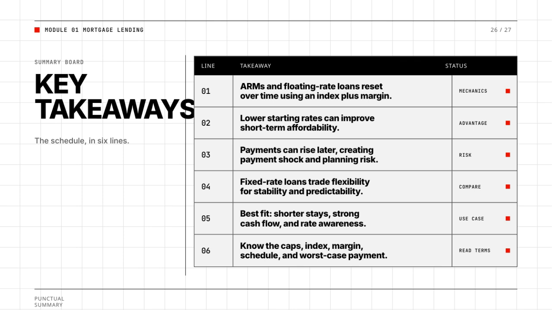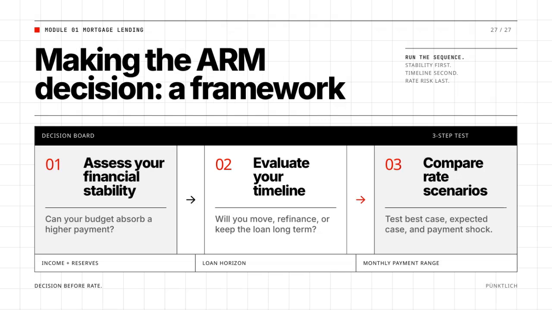When making a decision about an adjustable rate mortgage, or ARM, it's essential to follow a clear framework to ensure the choice aligns with your financial situation and goals. The first step is to run the sequence prioritizing stability first. This means assessing your financial stability by asking yourself, can your budget absorb the possibility of a higher payment down the line? This step is crucial because it sets the foundation for whether this type of loan is feasible for you. Next, evaluate your timeline.